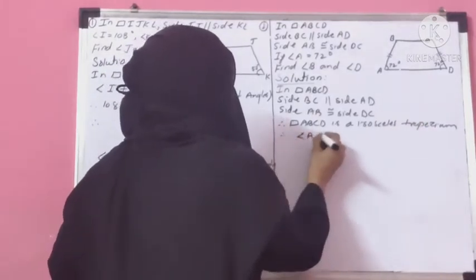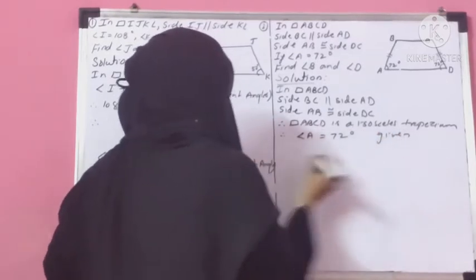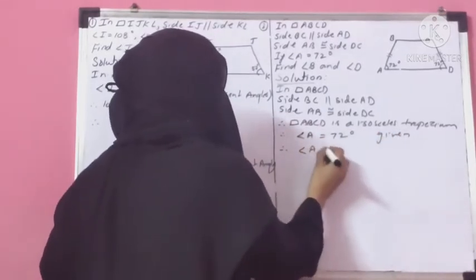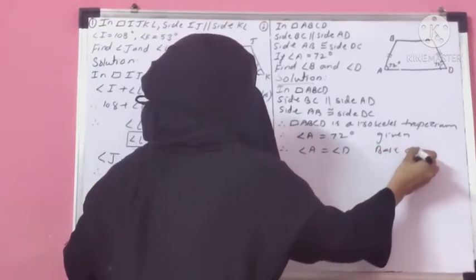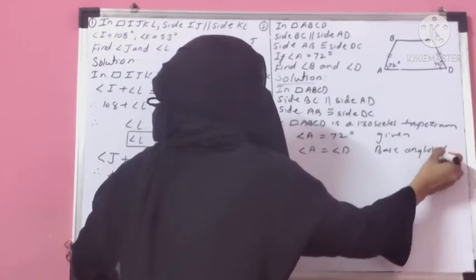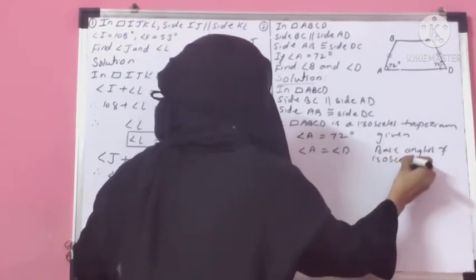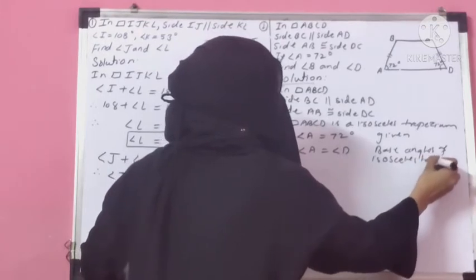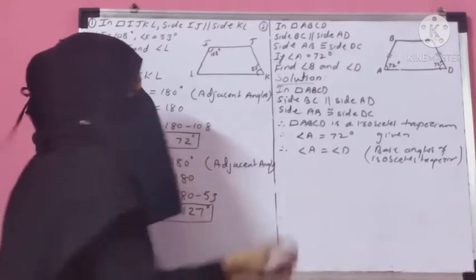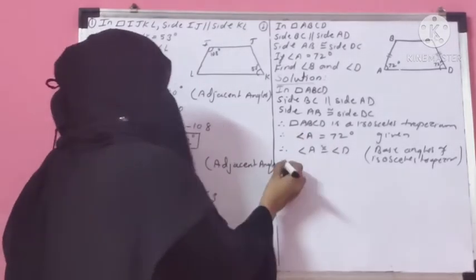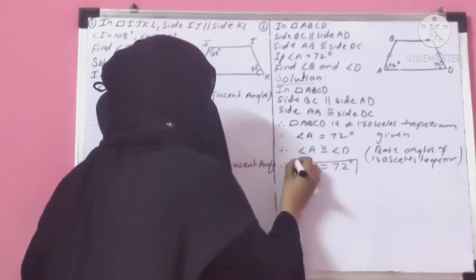Here angle A is given to you as 72 degrees. So therefore angle A is equal to angle D, because base angles of an isosceles trapezium are congruent. So angle A is equal to, or congruent to, angle D. So therefore angle D is also 72 degrees.